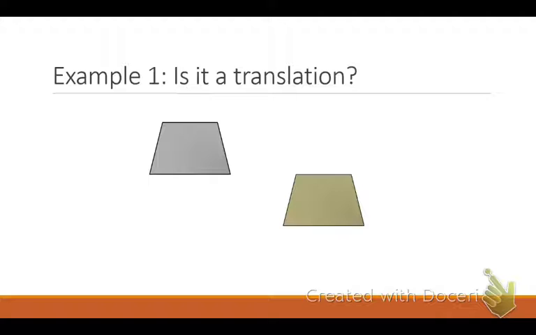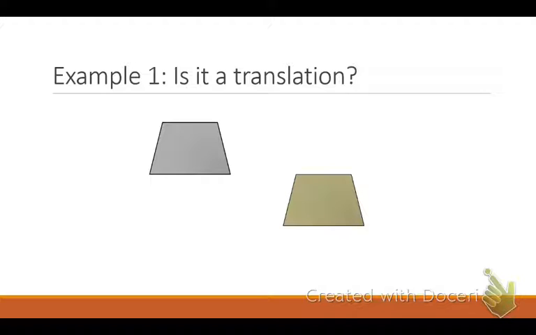Is it a translation? Well, here's our criteria. It cannot rotate. It can only shift left and right, up and down. So if the figure rotates at all, it is not a translation. It's not a translation. If it changes in size at all, meaning it shrinks either up and down or left and right, it is not a translation either. It has to be, again, all points have to move the same distance in the same direction.